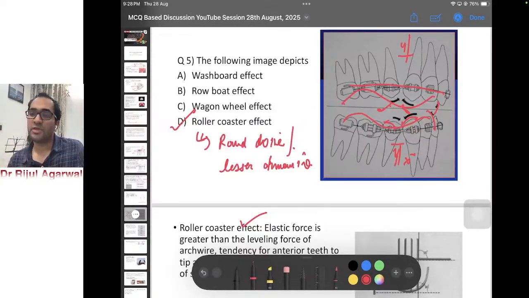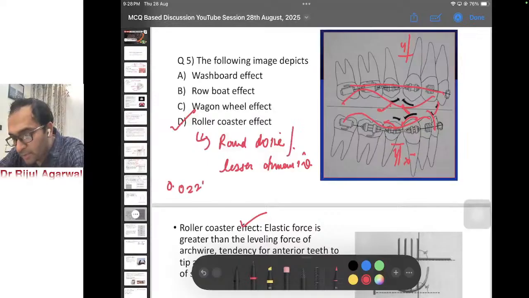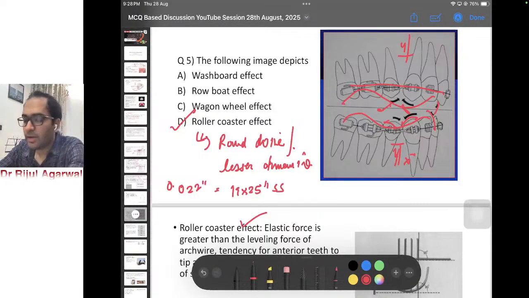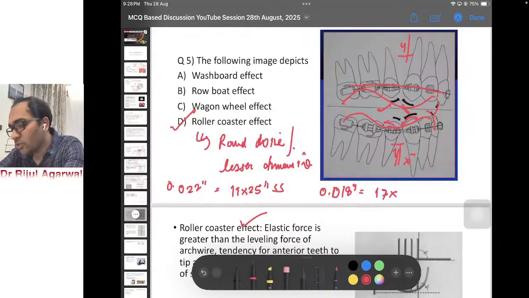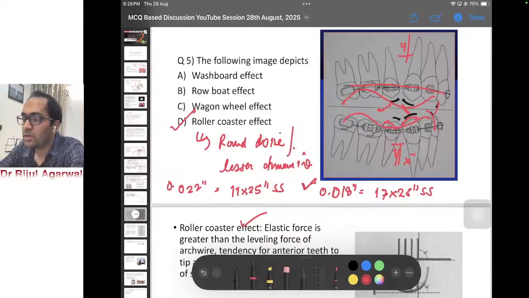So always during space closure, that is the stage 2 of edgewise mechanics, you have to use the heaviest arch wire which can passively fit inside a bracket. So for a .022 bracket you use .019 x .025 inch SS, and for .018 bracket series you need to use .017 x .025 inch SS for space closure. Okay, so this is roller coaster effect.